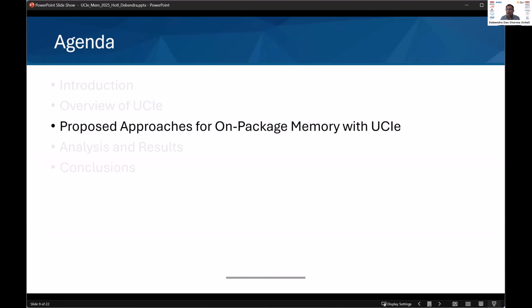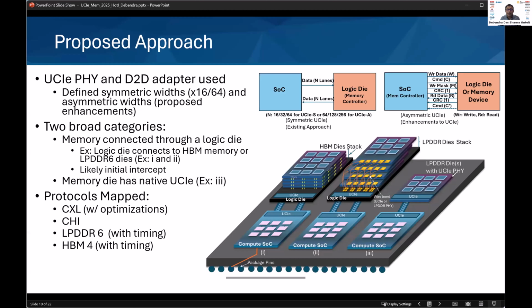Now we'll talk about some of the approaches that we are proposing in this paper. You can look at the paper for more details. Our approach is to use the UCIe PHY as well as the UCIe's die-to-die adapter for memory access. So we have proposals here for the standard UCIe width, symmetric width, like the ones we talked about. We are also proposing things where you can change the widths, but it is the same UCIe PHY and the same UCIe die-to-die adapter, just with different data widths in the different directions. This is the asymmetric one.